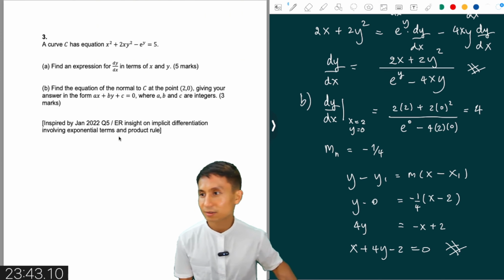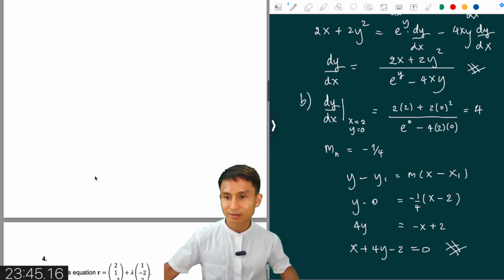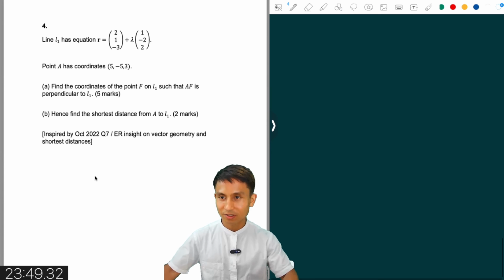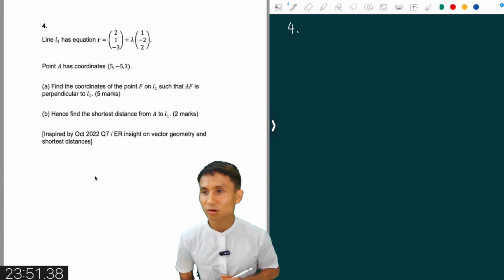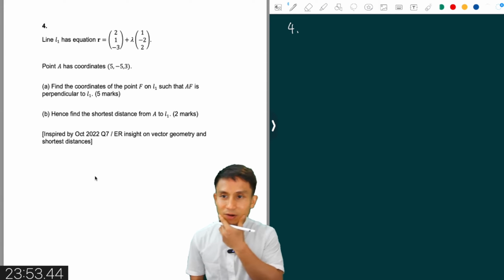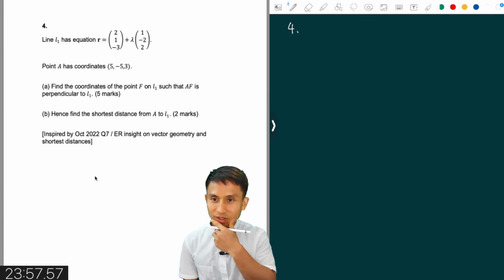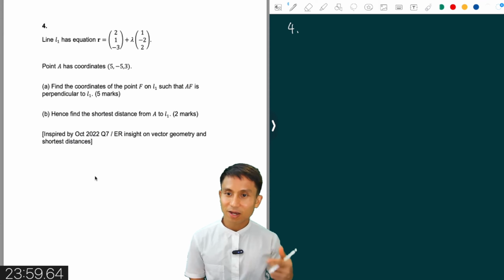All right, that's done. That's not so bad, right? Let's see, the hard question might be waiting down the list. Okay, question 4. Line L1 has an equation, okay, this is a vector equation. Point A has coordinates given. Find the coordinates of point F on L1.